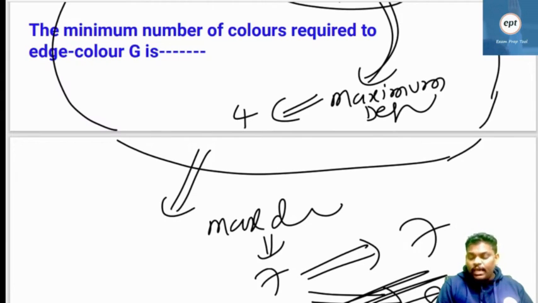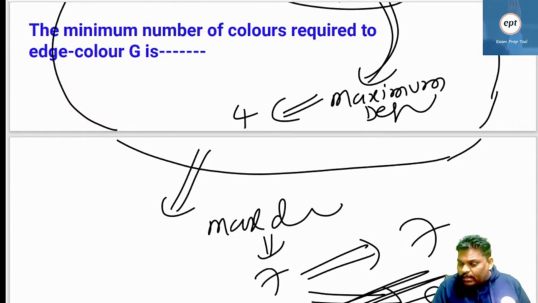Kn, the complete graph: if n is even, MD; if n is not even, MD plus 1. Next one, Cn: if n is even, MD; if n is not even, MD plus 1. Everywhere this is the debate.